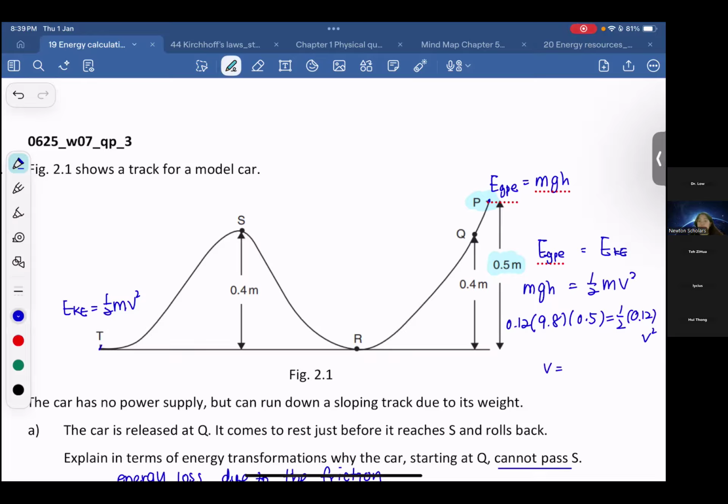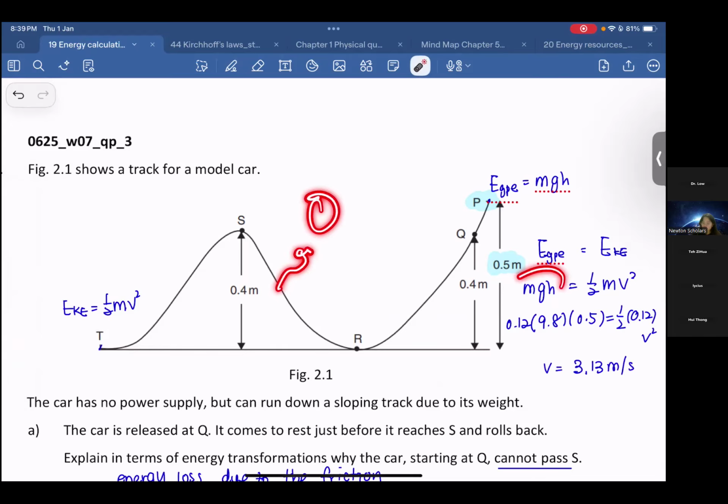Okay, so I already have the answer: 3.13 meters per second. That's all. If there is friction, we still need to subtract the friction from mgh, and only the rest of the energy goes to kinetic energy. With no friction, it is perfectly 100% converted to the last step. No matter how the car moves in between, it doesn't matter. Starting and ending are the same when there is no friction, the perfect case.